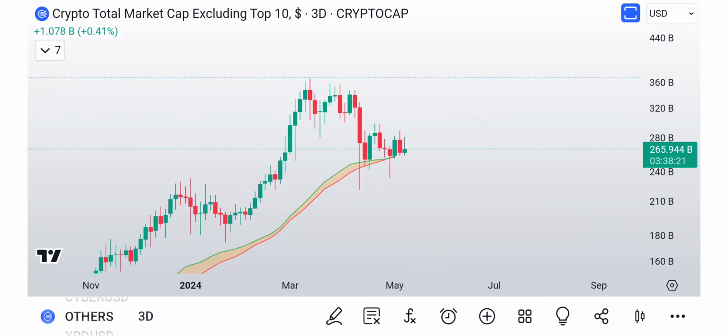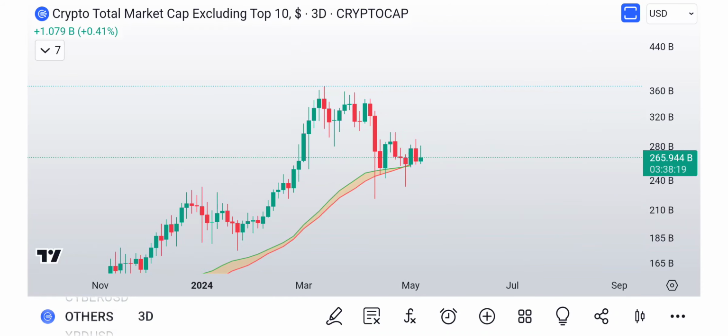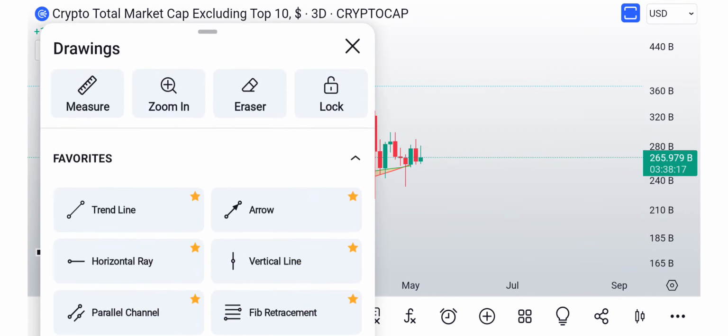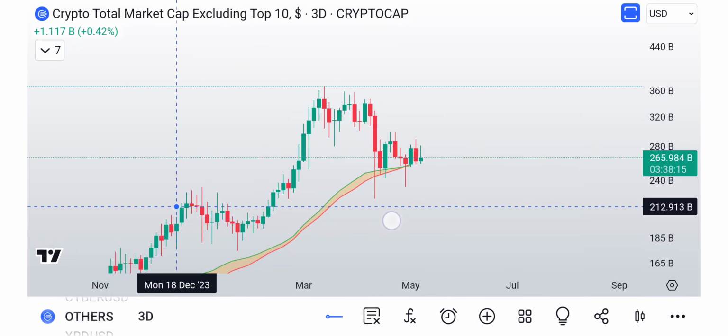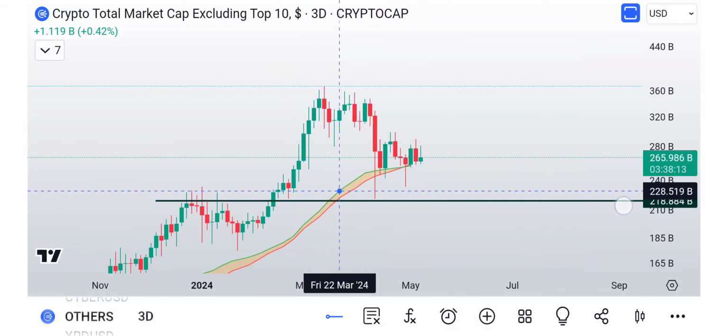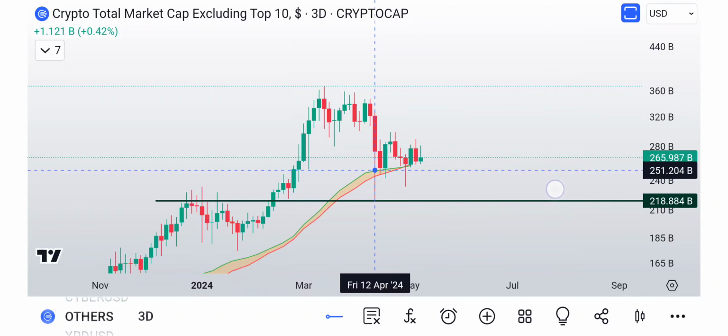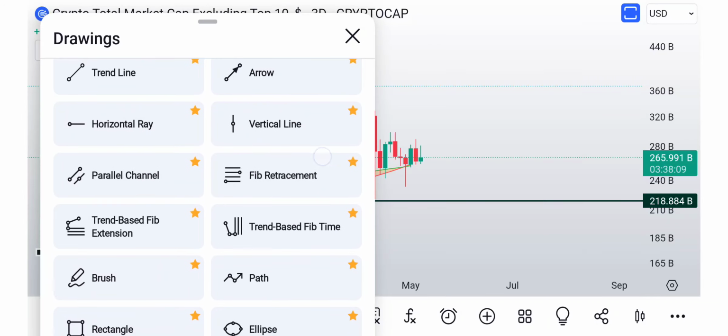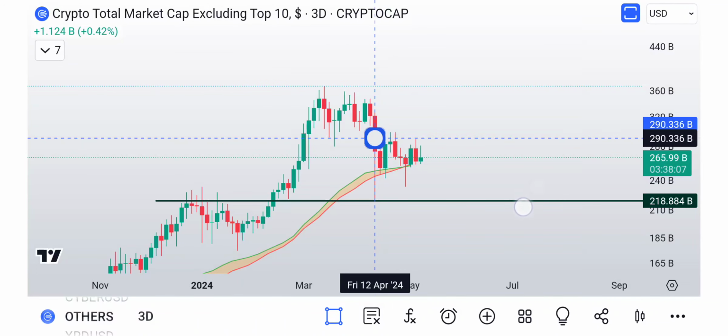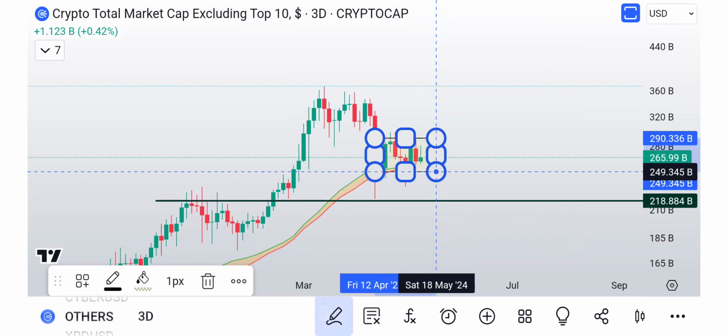So when you look at others, basically all the altcoins outside of the top 10, it still looks pretty decent, right? Again, we have our backtest area. We did actually come down and backtest. Here's our range in here.